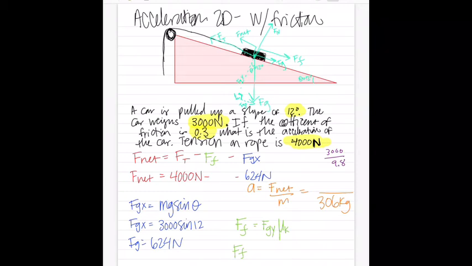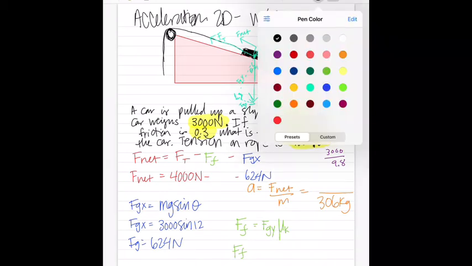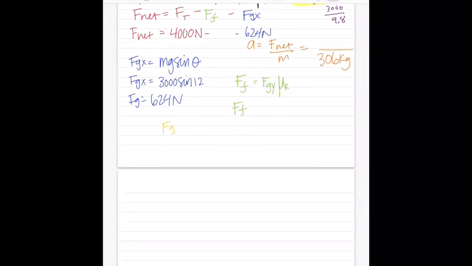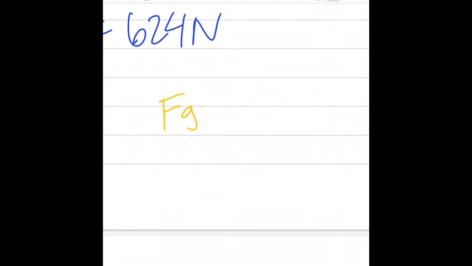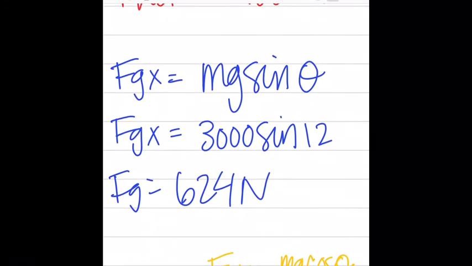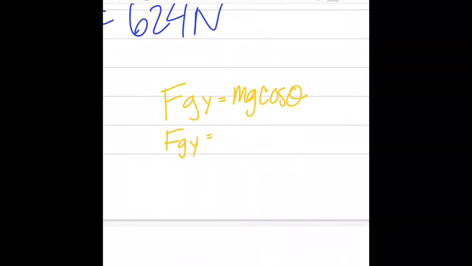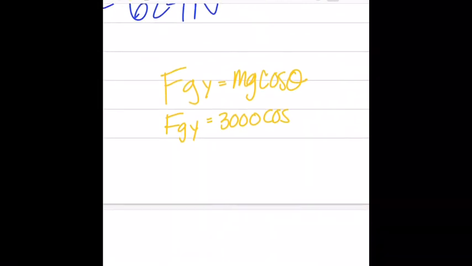Well, I'm going to pull out another color because we got to do Fg of y now. Let's do yellow. So Fg of y, let me zoom in because you probably can't see this. Remember, the equation for Fg of y is always the same, so it's mg cosine of theta. Well, our mg has already been given. We did it in Fg of x over here. Mg is 3,000 according to the problem. So Fg of y is going to be 3,000 cosine of, forgot the angle, 12.